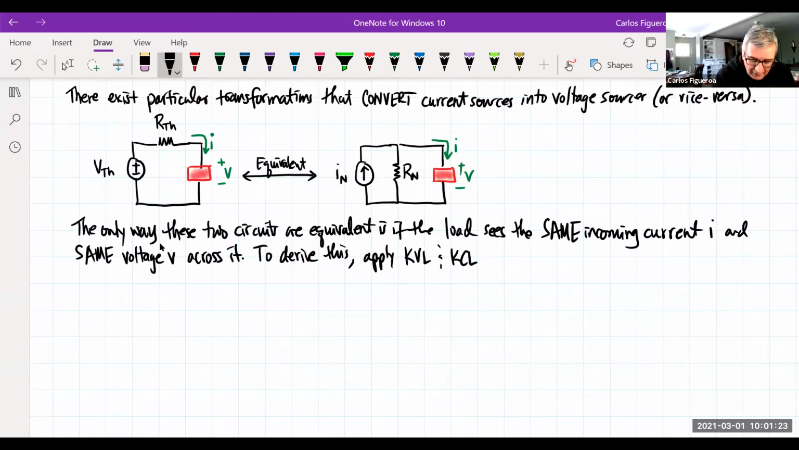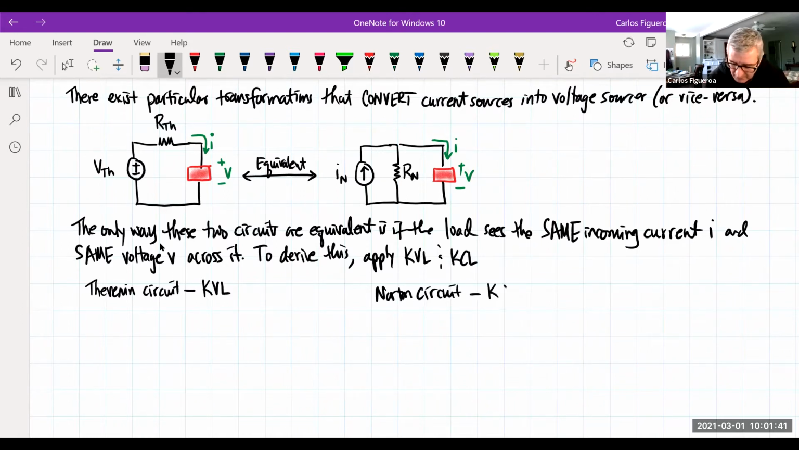Okay, so if I look at the Thevenin circuit, what we're going to do here is apply KVL, and if I look at the Norton circuit, because it's in parallel, I'm going to apply KCL. So here we go. I'm going to apply KVL. That means if I know the current, I know the polarity of that resistor.